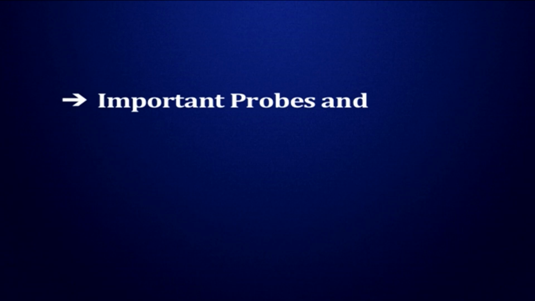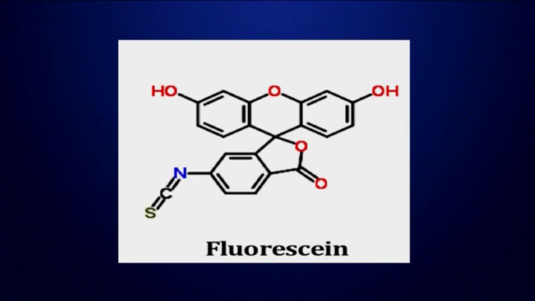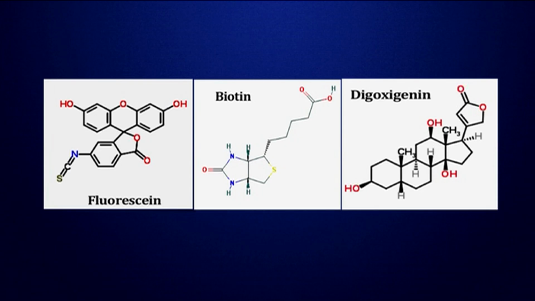Now the important probes and fluorescent dyes that are used for FISH technique. A probe is a nucleic acid that can be labeled with a marker which allows identification and quantification. Probes are the complementary sequences of target nucleic acids designed against the sequence of interest. Probes are tagged with fluorescent dyes like fluorescein, biotin, and digoxigenin. The differences between the various FISH techniques are usually due to variations in the sequence and labeling of probes and how they are used in combination.